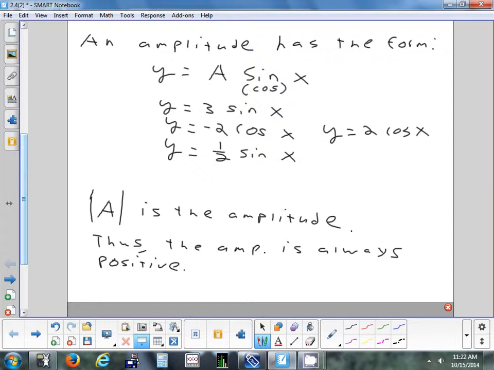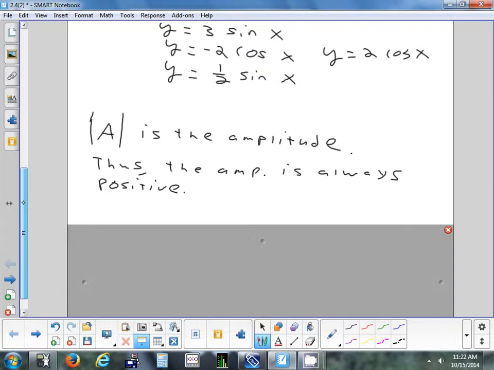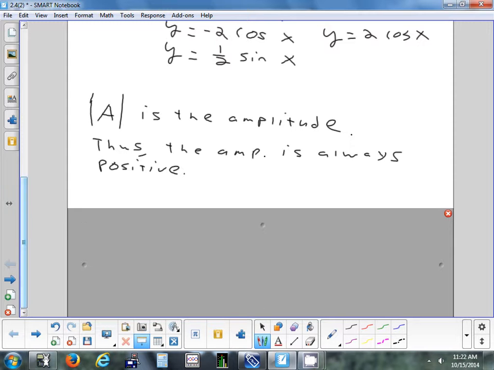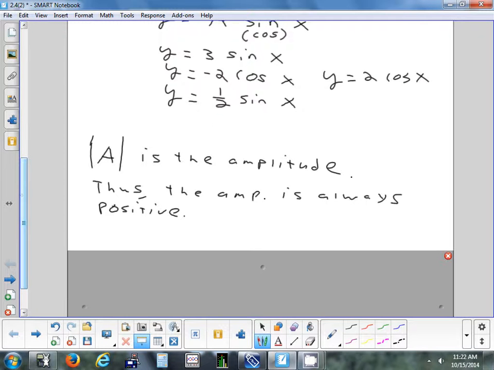Right, so the amplitude is always positive. Okay, we already said that. All right, so let's say I gave you a problem like y equals 3 sine x. What's the amplitude of y equals 3 sine x? 3. Yep. What would be the amplitude of negative 2 cosine x? 2. Right? What would be the amplitude of 2 cosine x? It would still be 2. Same thing.